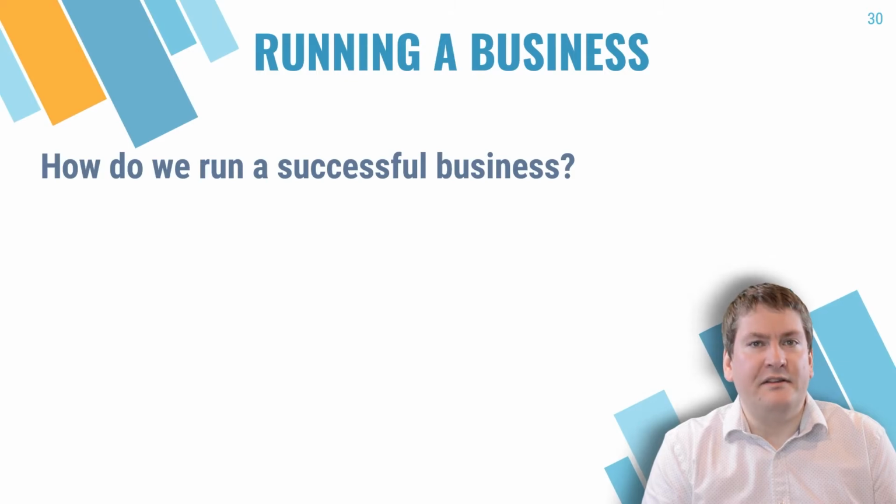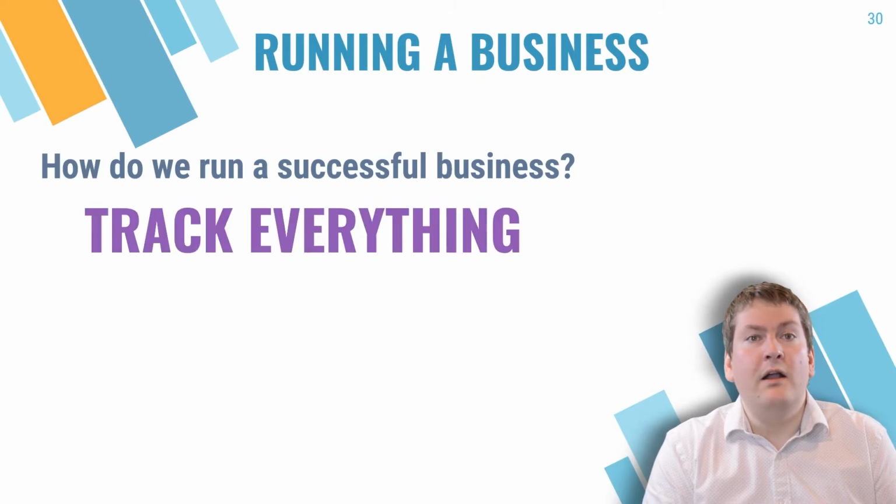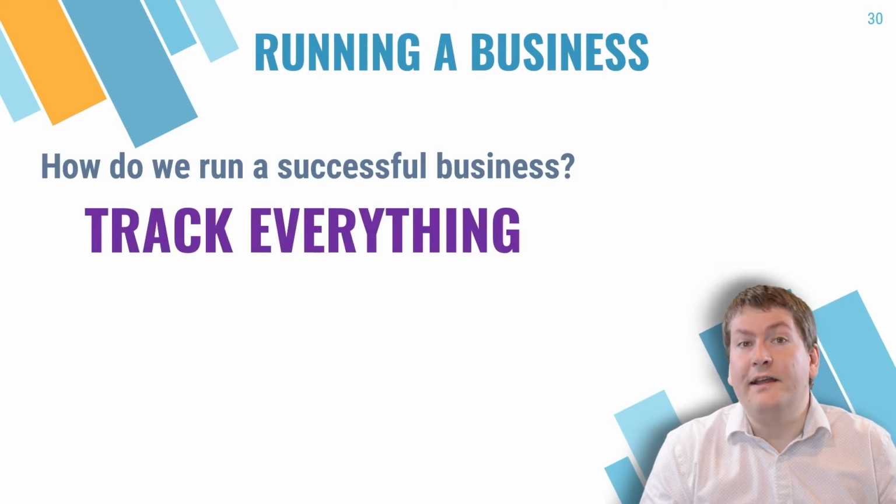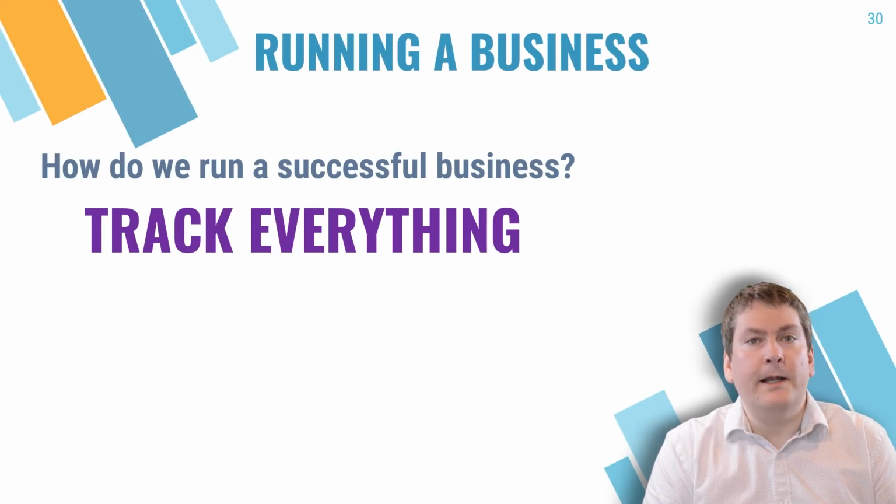So how do we run a successful business? Well, it's simple. We track everything. For example, earlier we discussed identifying different kinds of costs associated with your business. But simply identifying these costs is not enough. We need to be constantly tracking all money going in and out of the business.